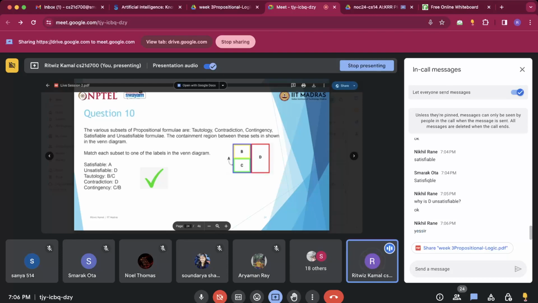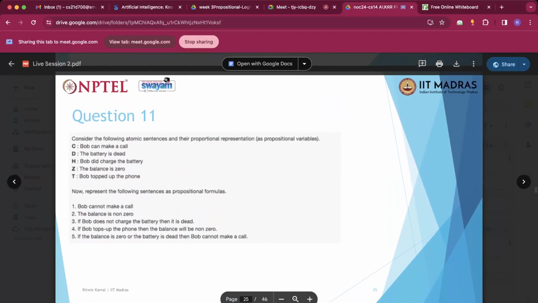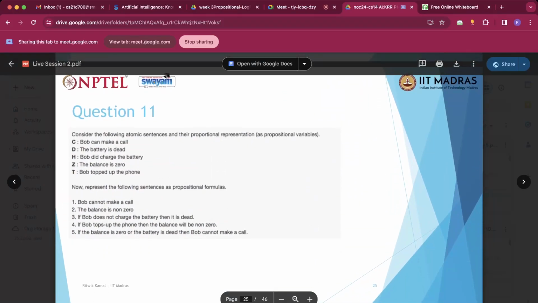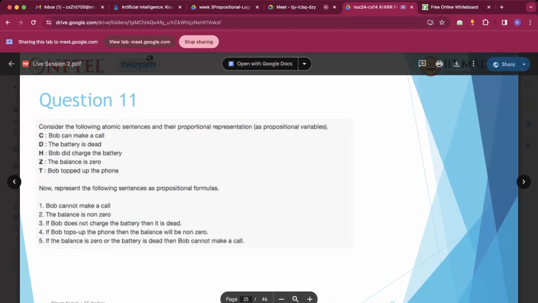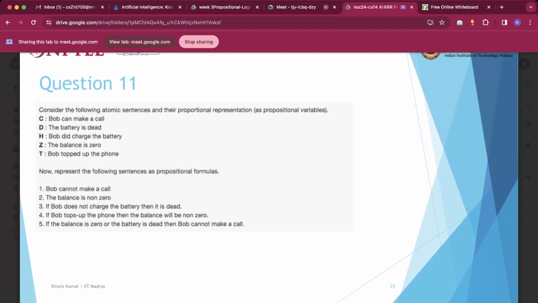Okay, that's great then. That leaves us with the last question for today. So here you have a kind of practical example, a set of sentences in natural language that are given to you, and we have to represent them in propositional formula. Okay, so we have been given atomic sentences. Consider the following atomic sentences and the representation as propositional variables.